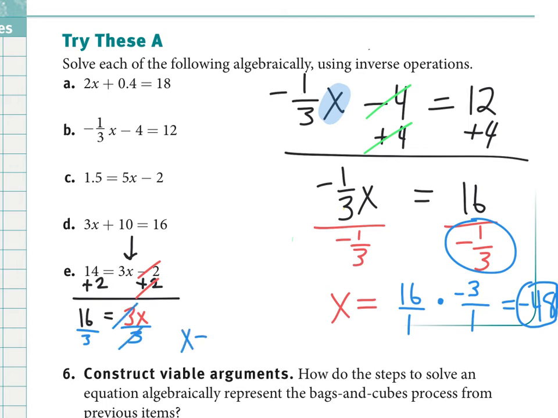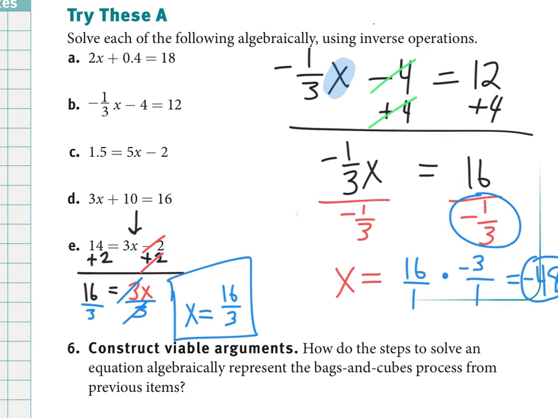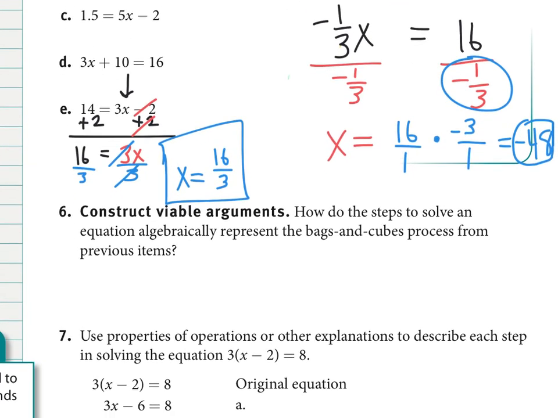So in this case, our value of x, we can just leave it as an improper fraction. There's nothing wrong with that unless they say not to use them. But we could write that as 16 over 3. All right, let's move along here.